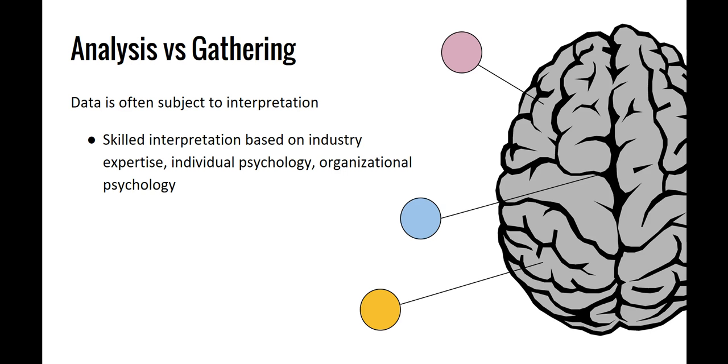Now, when it comes to gathering data, whether it's qualitative or quantitative, whether it's primary, in other words, you gathered it yourself, or secondary, in other words, you got it from some other source, gathering data is only part of the battle. The next thing you really need to do is analyze the data, because data is often subject to interpretation. You have to know what the numbers mean.